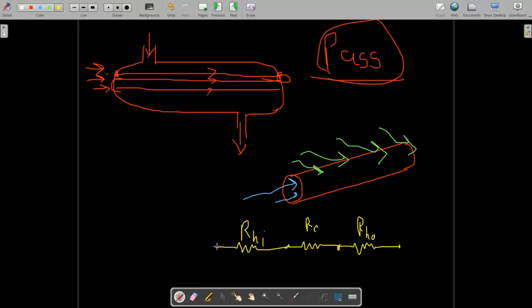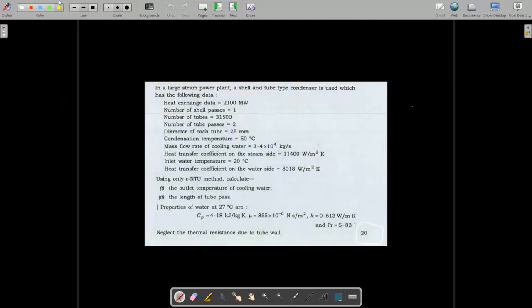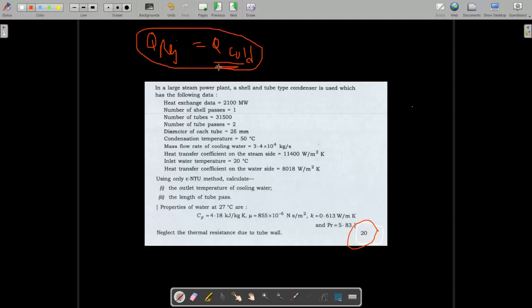Now let's start our question. One more thing: in a heat exchanger, one fluid is hot and one fluid is cold. What we have studied till now is that whatever heat is rejected by the hot fluid is gained by the cold fluid. There is no loss from the outer surface or by radiation, so we will not consider it in this case.